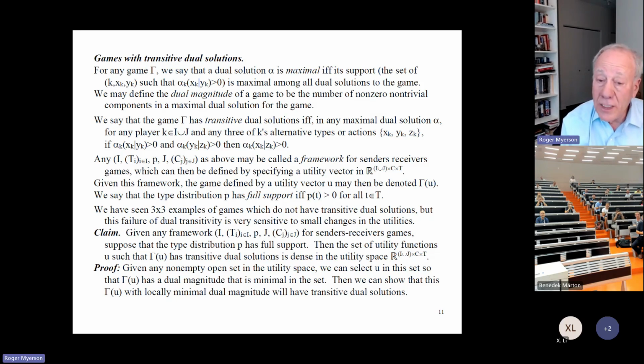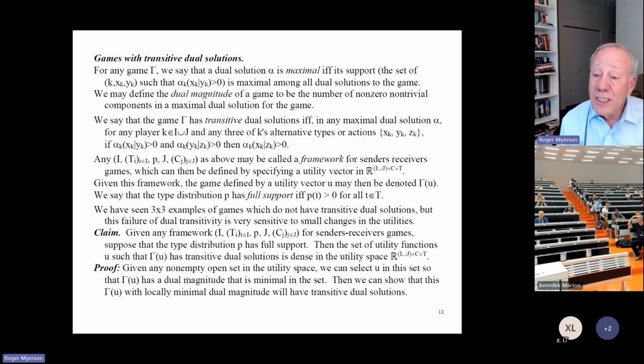Take any non-empty open set in utility space. Let's find a utility function so that gamma of u has a dual magnitude that's minimal in the set. If it's elementary, it'll be dual magnitude 0. How can you minimize? I'm minimizing over an open set. Am I allowed to do that? Yes, I am, because the magnitude is the number of non-zero, non-trivial components. That's a non-negative finite number. For every point in the open set, you have a non-negative finite number. There are finitely many possible values, and one is smallest. So even over an open set, this is not a continuous function, but it is a finite range function, and therefore it does attain its minimum even over an open set.